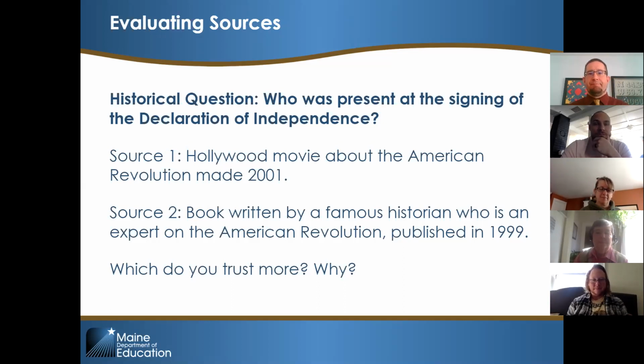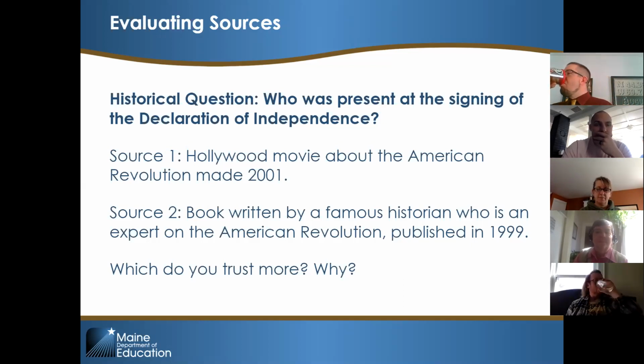Jim, go ahead. There are a few key words in there: famous historian and an expert on the American Revolution. So with that being said, that leads me to believe that as I get into that text, it's going to give me accurate information based on being an expert in the American Revolution.